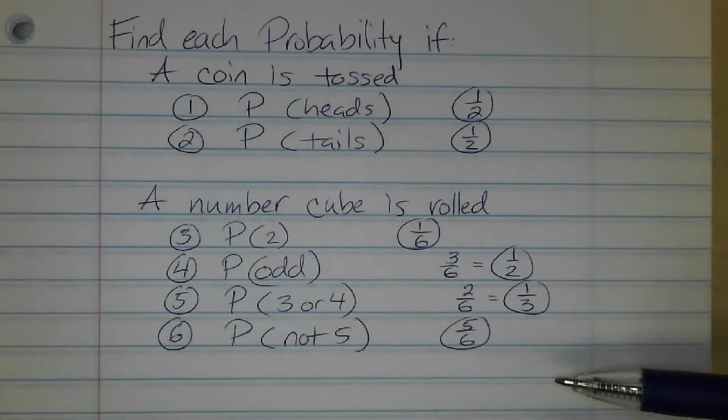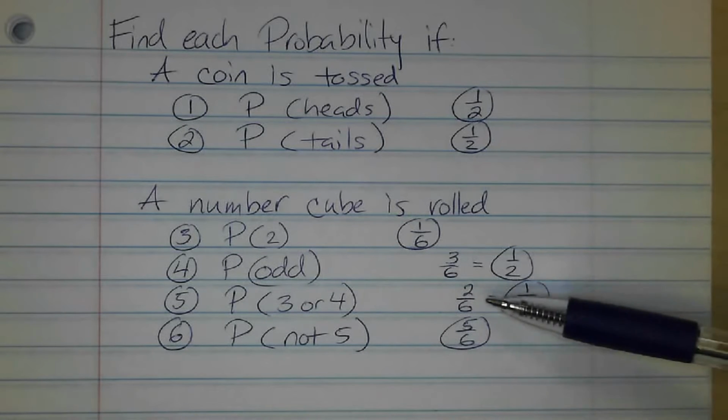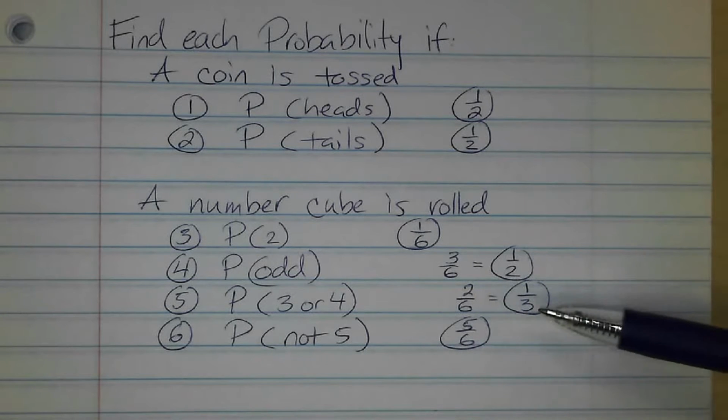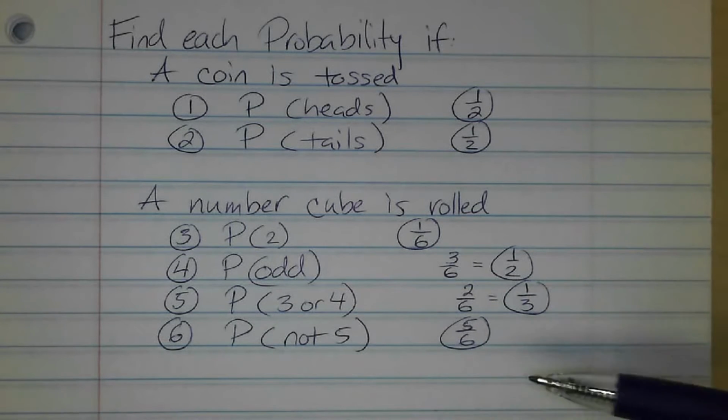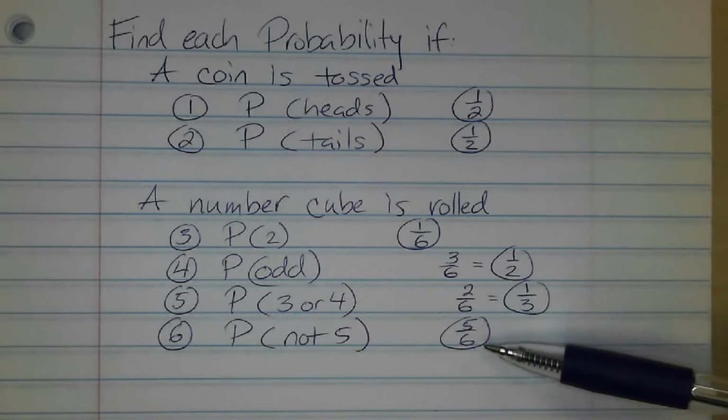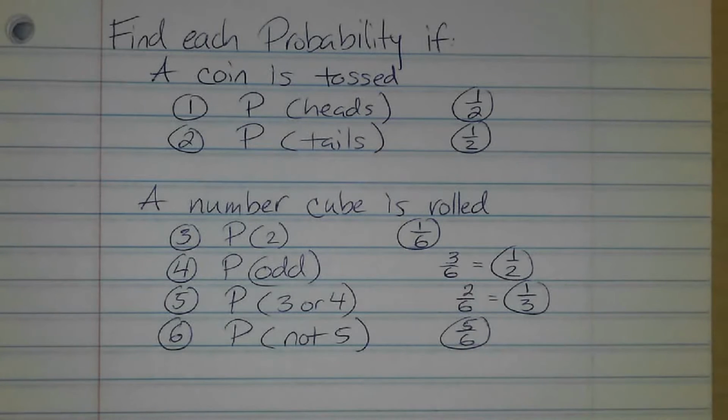Reduces to 1/2. The probability of getting 3 or 4, there's one number 3 and one number 4, that means 2 things will make me happy out of 6, and that reduces to 1/3. And the probability of not getting the number 5, well, the numbers that are not 5 will be 1, 2, 3, 4, and 6. That's 5 numbers out of the 6 sides.